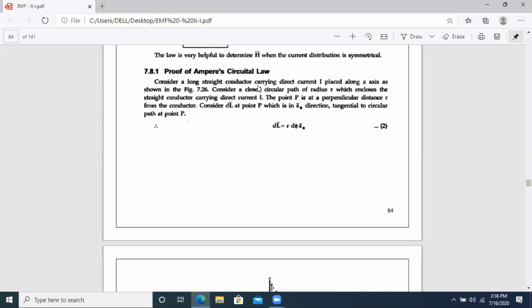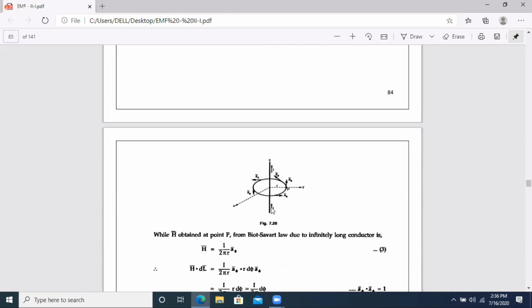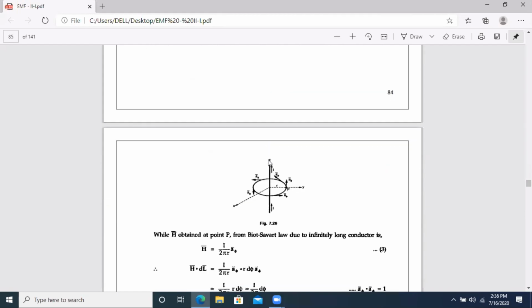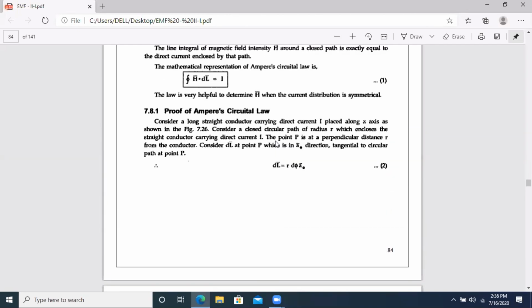Consider a long straight conductor carrying direct current I placed along the Z axis. Consider a closed circular path of radius R which encloses the straight conductor carrying direct current I. So this is your closed path. Consider dl at point P, which is in a phi direction, tangential to the circular path.